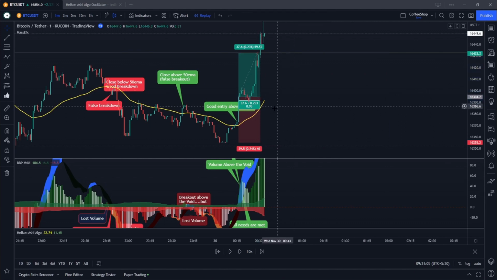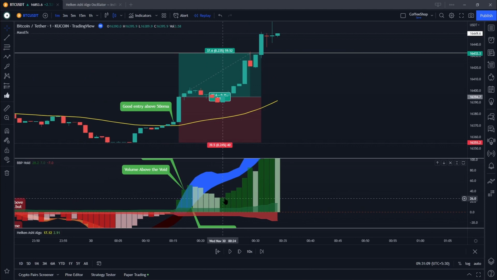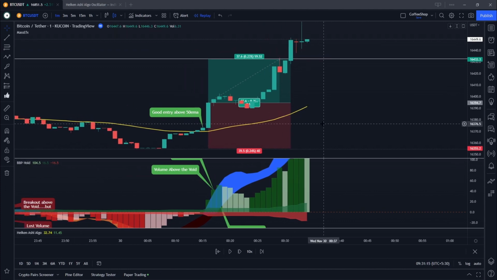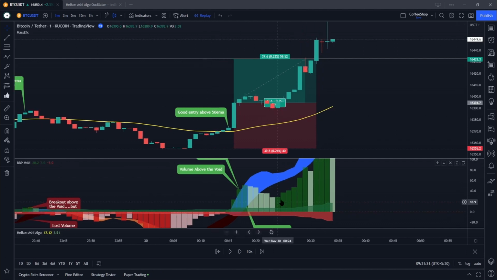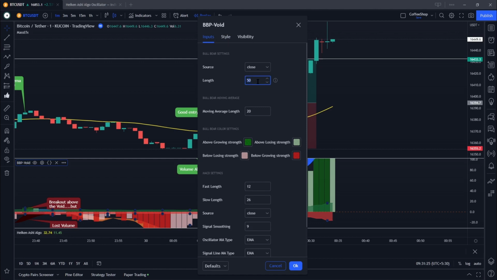So that's how you use this tool. You are looking for all three confluences to take place when you have proper price action in your price chart, but you need to have your settings set correctly. If you're using a 50 period EMA, you need to have a 50 for the length of your bull bear power void. Okay, it's just that simple.